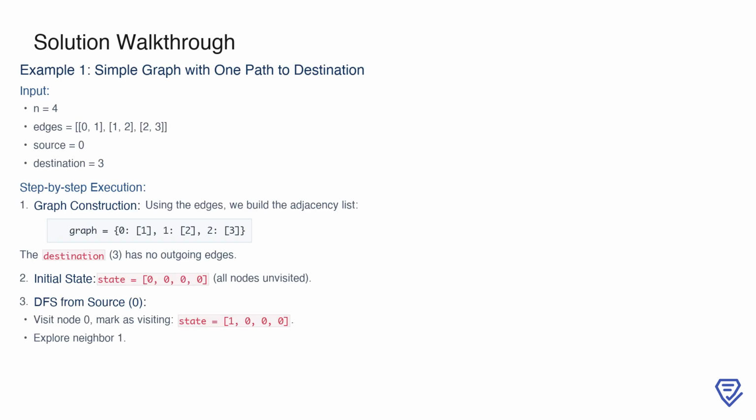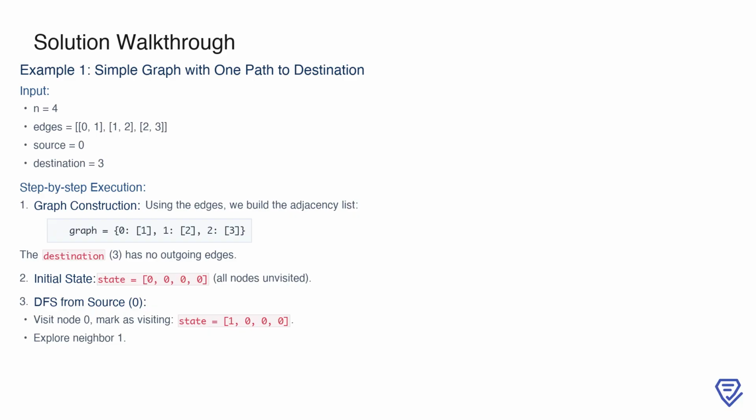To solve this problem, we start with a simple example where the graph consists of 4 nodes and edges that form a straight path from the source, node 0, to the destination, node 3. First, we construct the graph using the given edges. This results in an adjacency list where each node points to its neighbors. Node 0 points to node 1, node 1 points to node 2, and node 2 points to node 3. Notice that the destination node, 3, has no outgoing edges, which is a key requirement.